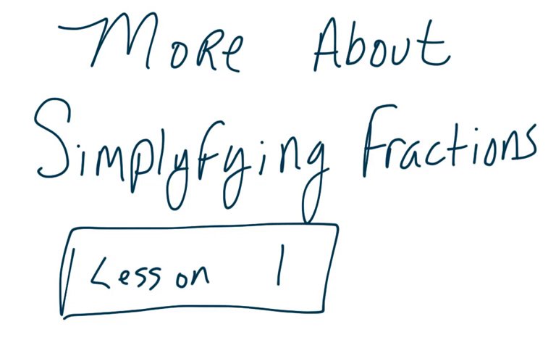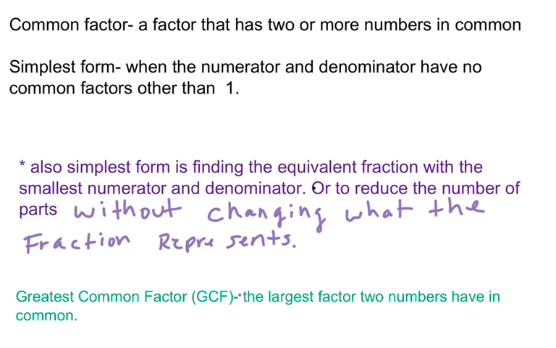Alright, now, since we've done a lot of factor rainbows, and like I told y'all that the factor rainbows were going to be a big part in helping us simplify fractions, find equivalent fractions, and compare fractions. Well, here is where now a lot of that stuff is going to start to really make sense. And so today's lesson is more about simplifying fractions. So let's go over some vocabulary.